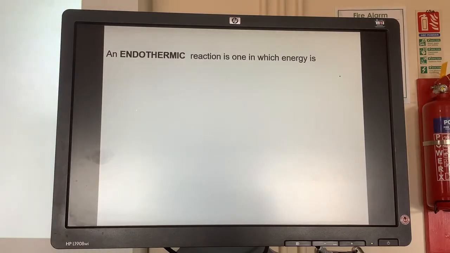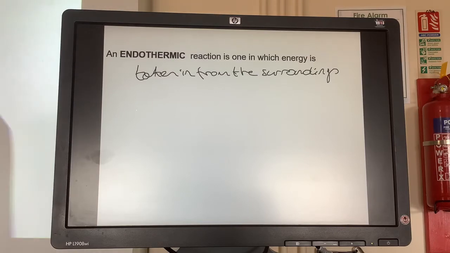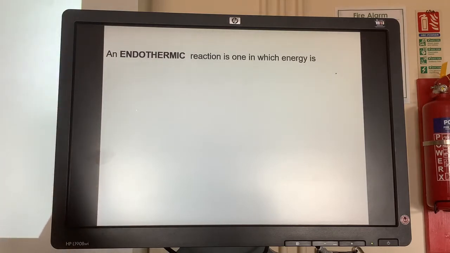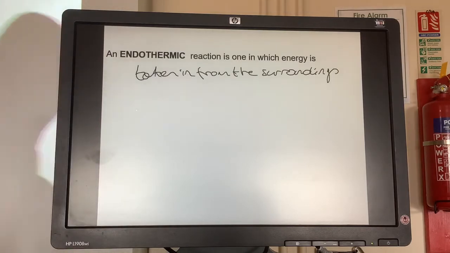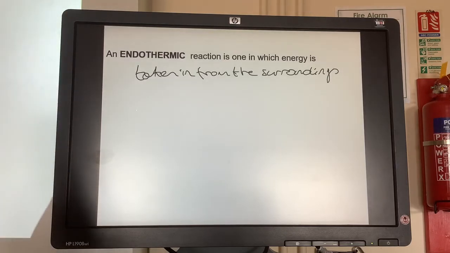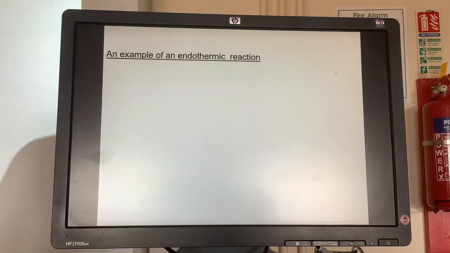An endothermic reaction then is the opposite. They don't release energy. An endothermic reaction is one in which energy is taken in from the surroundings. Energy is taken in from the surroundings. That's quite a complicated idea to get your head around. Let's leave that on for a moment. Energy is taken in from the surroundings. It's difficult, this idea that energy is taken in and it goes into the reactants, right?